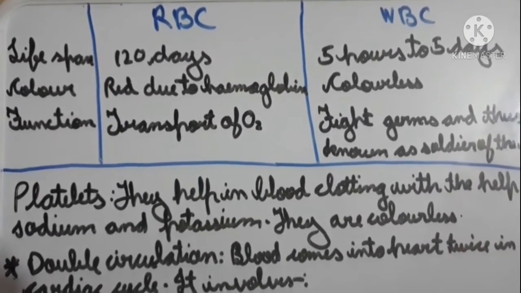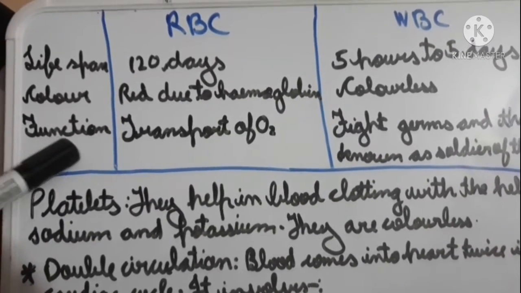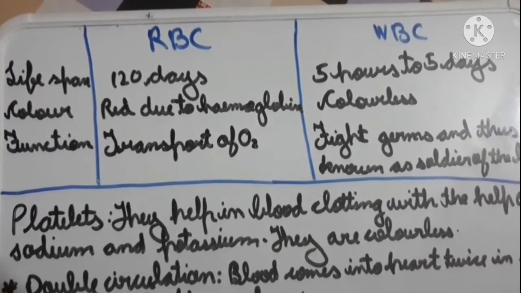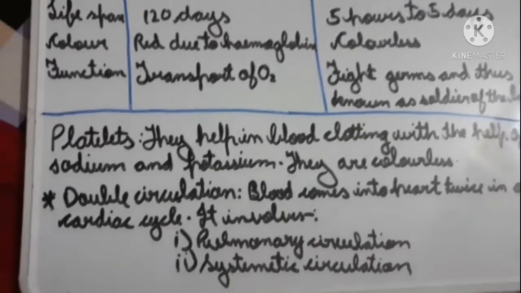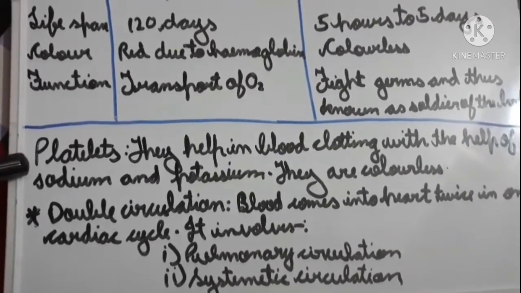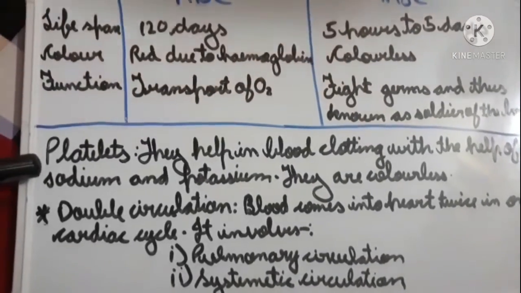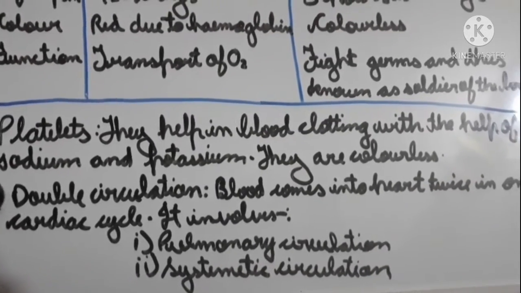Now, what is the function of RBC? RBC transports oxygen, WBC fights germs, and thus is known as the soldier of the body. Let's learn about platelets. Platelets help in blood clotting with the help of sodium and potassium. They are colorless.